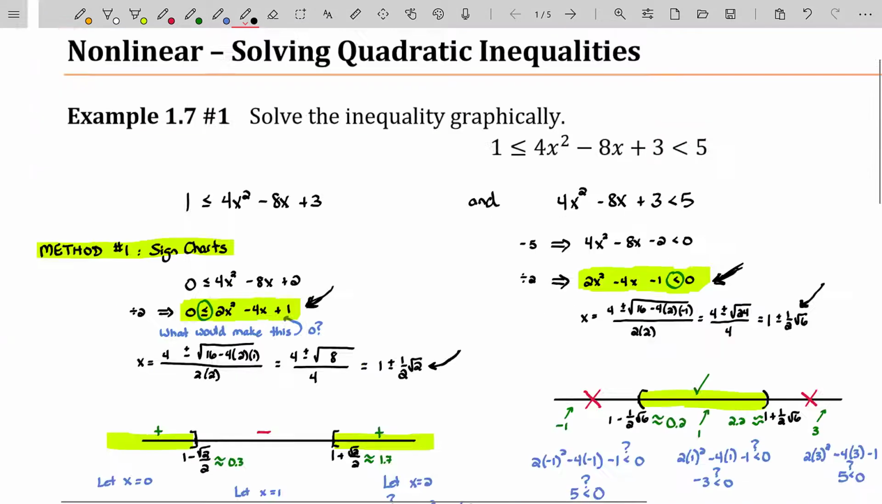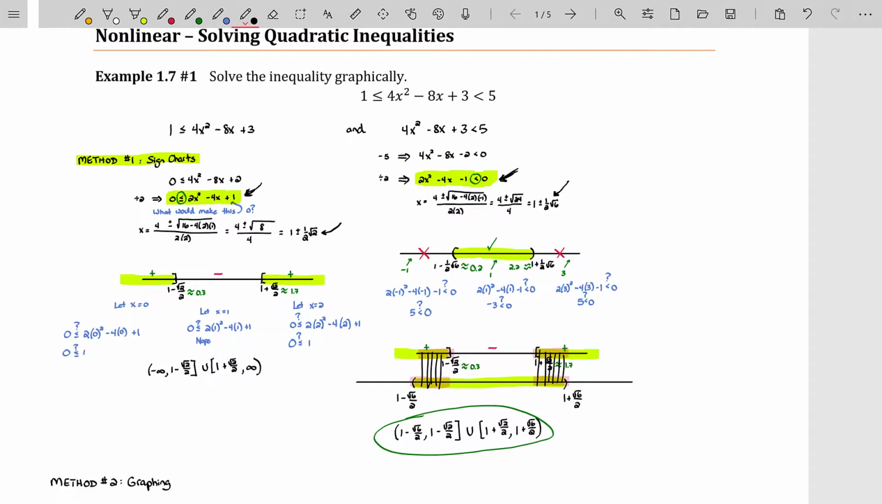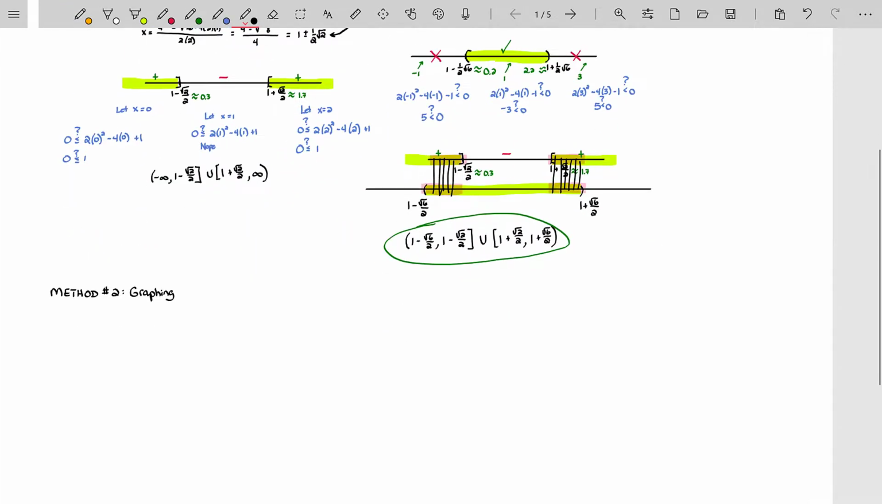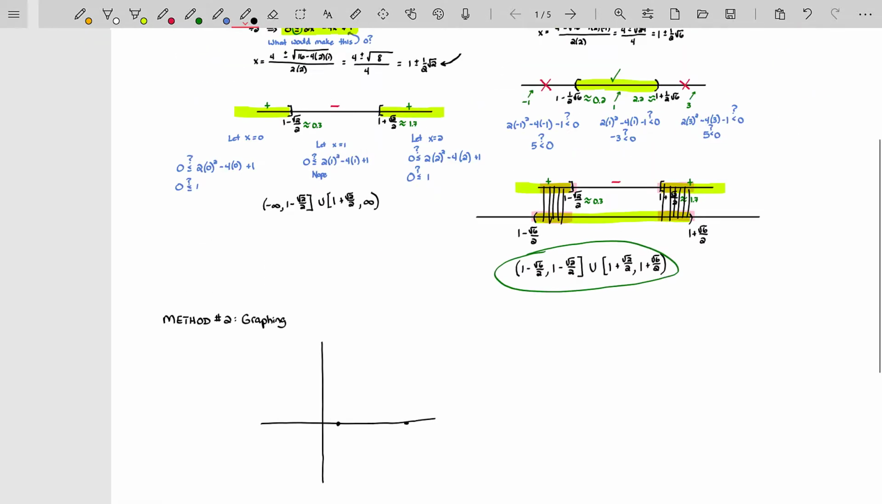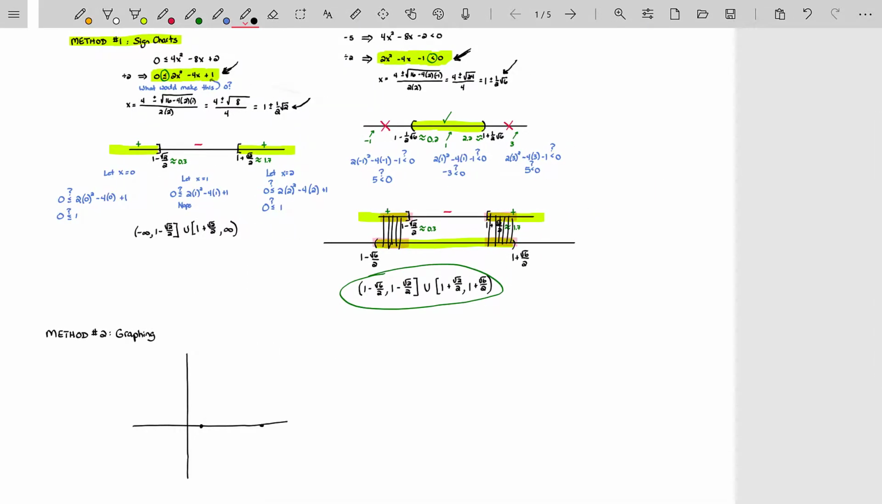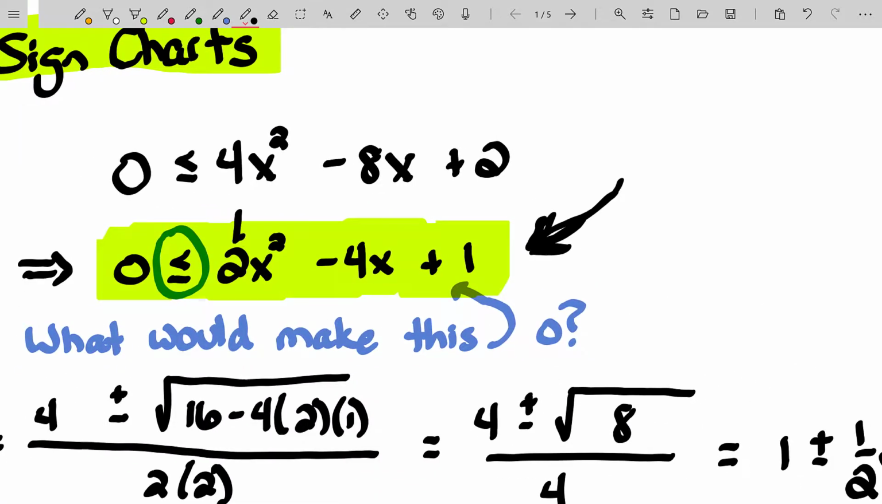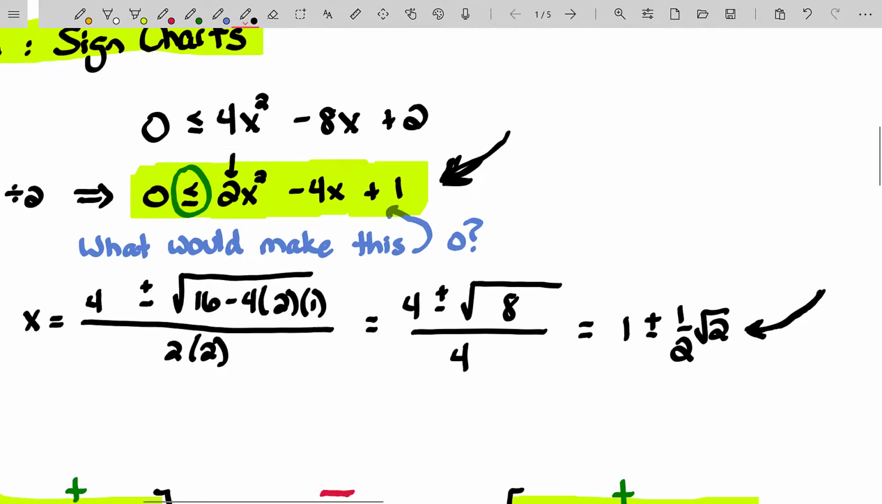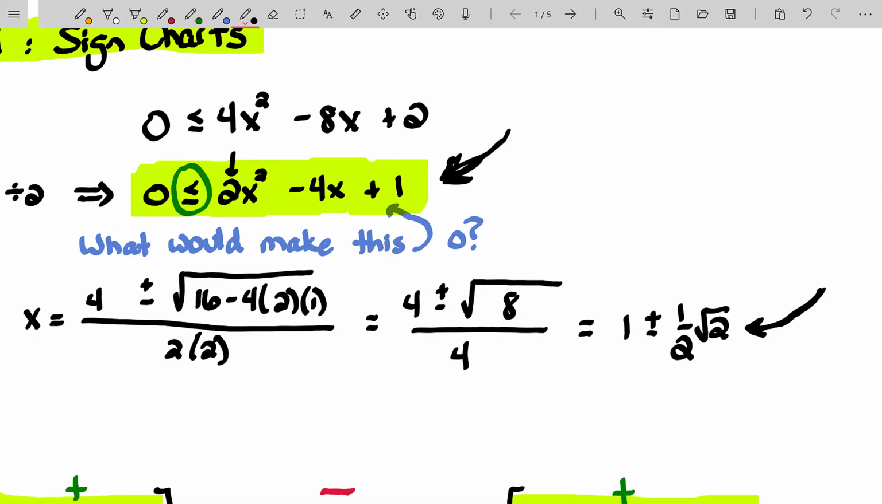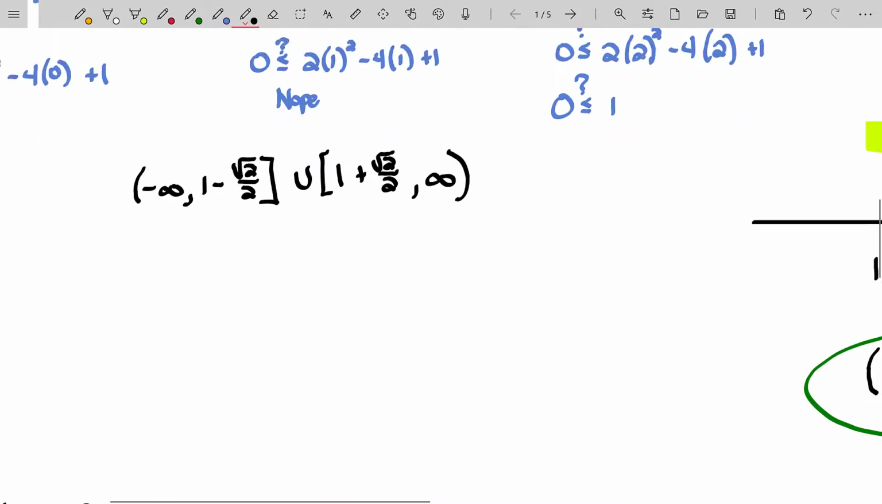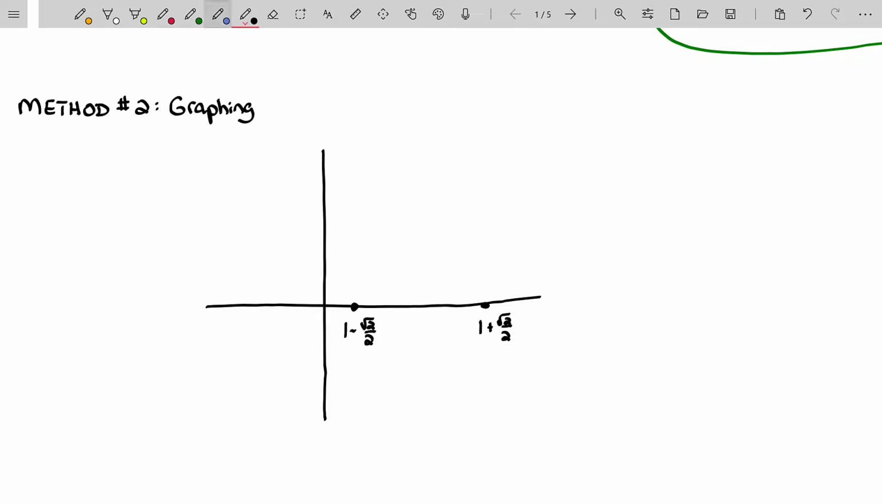But that is it. When we use sign charts, we had a lot of extra work we had to do. But when you're using graphing, I know that, for example, the first parabola we're graphing, which is 2x squared minus 4x plus 1, opens upward because the lead coefficient is positive. And I have x-intercepts of 1 plus or minus root 2 over 2. So let me plot those here. And I happen to know the parabola opens upward. I don't need really anything else here. I just need to know the basic shape.